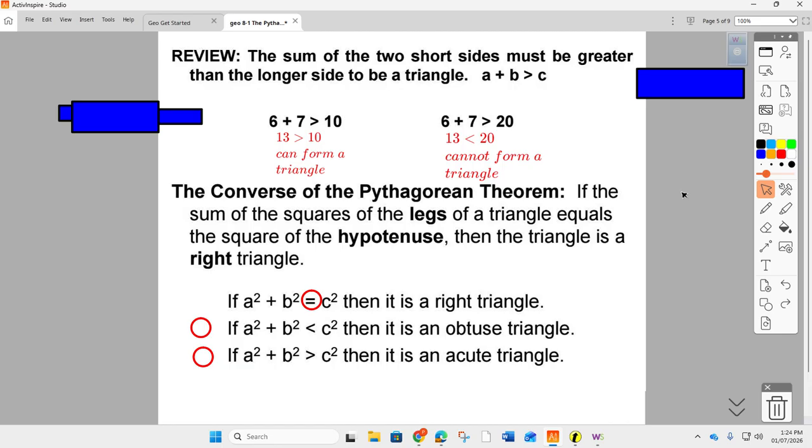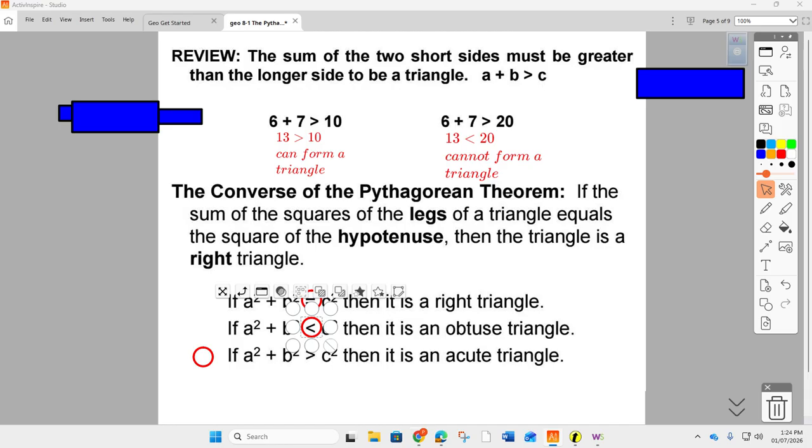Now, if you add the squares of the shortest sides together, and they're less than the longest side squared, well, that can't be a right triangle. All right? What that would be is an obtuse triangle. Does anybody remember what an obtuse triangle is? What's greater than 90? All of them? You could have one angle that's greater than 90 but less than 180, right? Right.